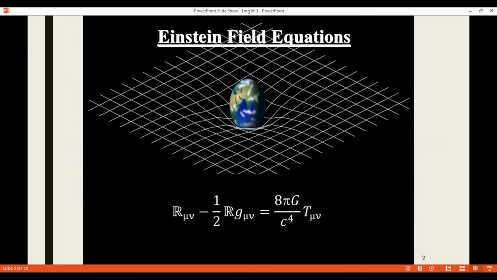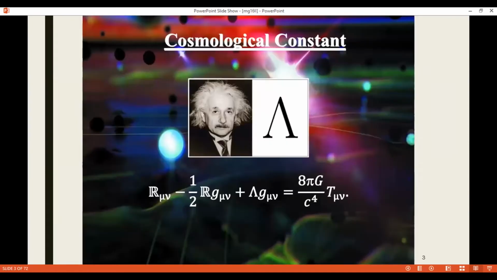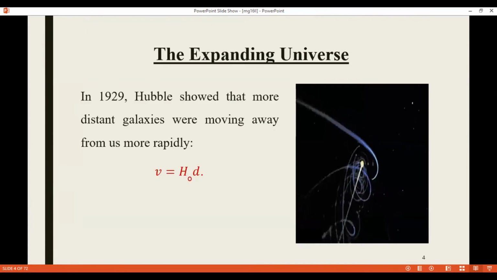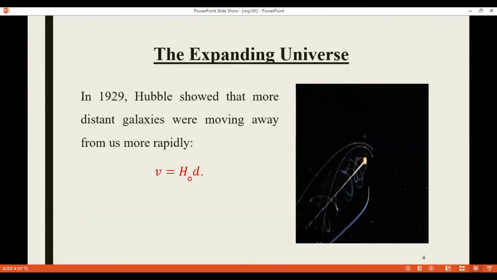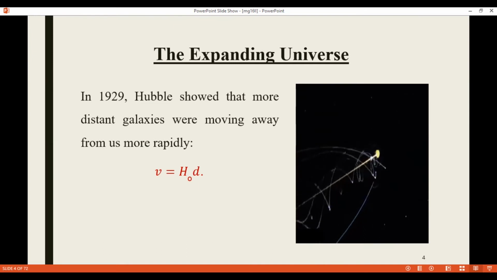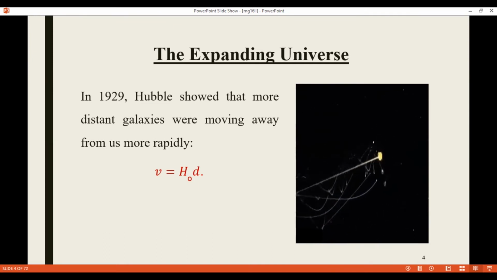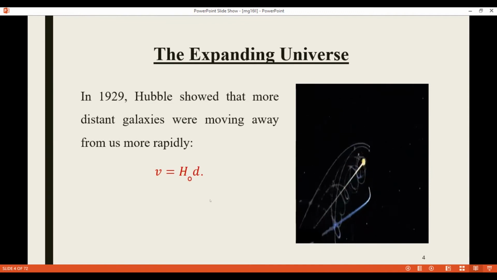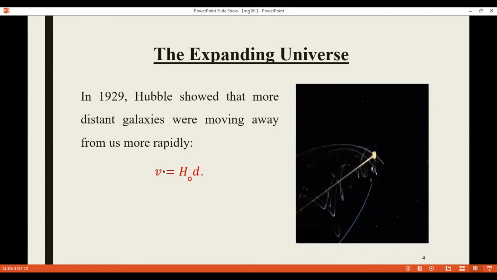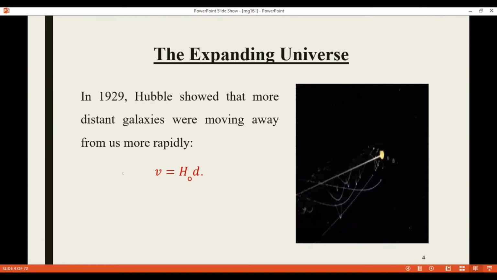Einstein believed that this universe is static. To incorporate this, he introduced the cosmological constant. However, later it was removed from the field equations when he learned of Hubble's discovery that the universe is expanding. In 1929, Hubble showed that more distant galaxies were moving away from us more rapidly. This is the velocity with which the galaxies are moving, and this is the distance, and these are proportional to each other.